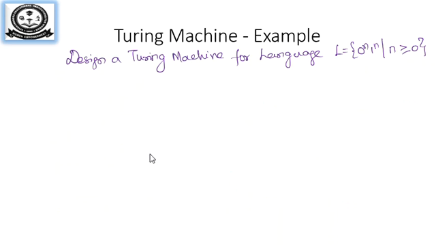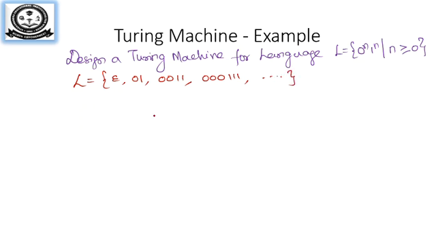Now let us see the last example for the Turing machine. So I am going to design a Turing machine for the language L equal to 0 power n, 1 power n, where n is greater than or equal to 0. So what does the language L say? If you have n number of zeros, then the same number of ones should be available in your language. For example, L can be epsilon because n can be equal to 0. It can be 0 1, 0 0 1 1, and it goes on. So this is the language.